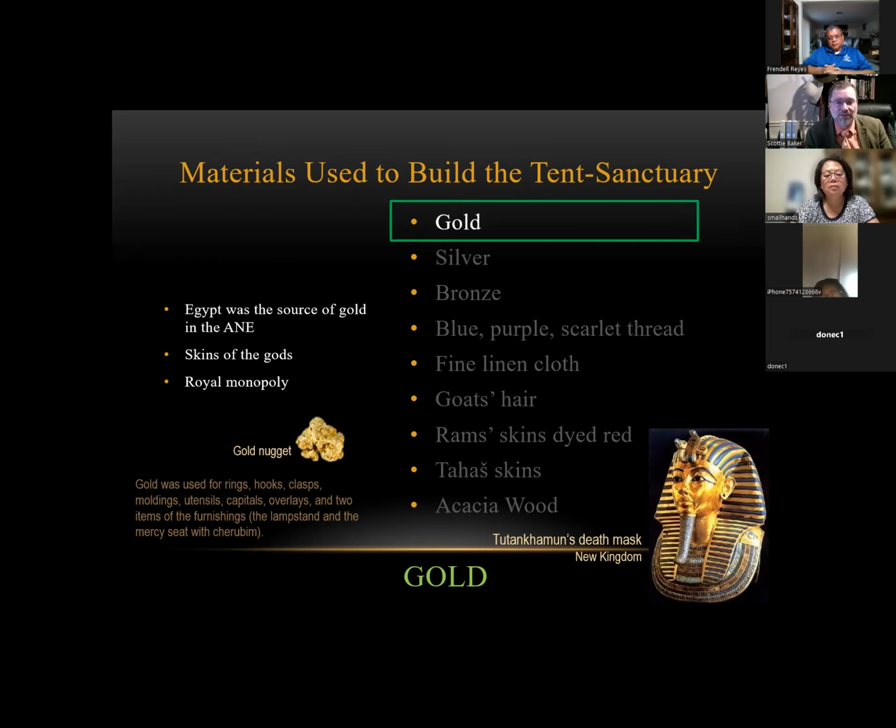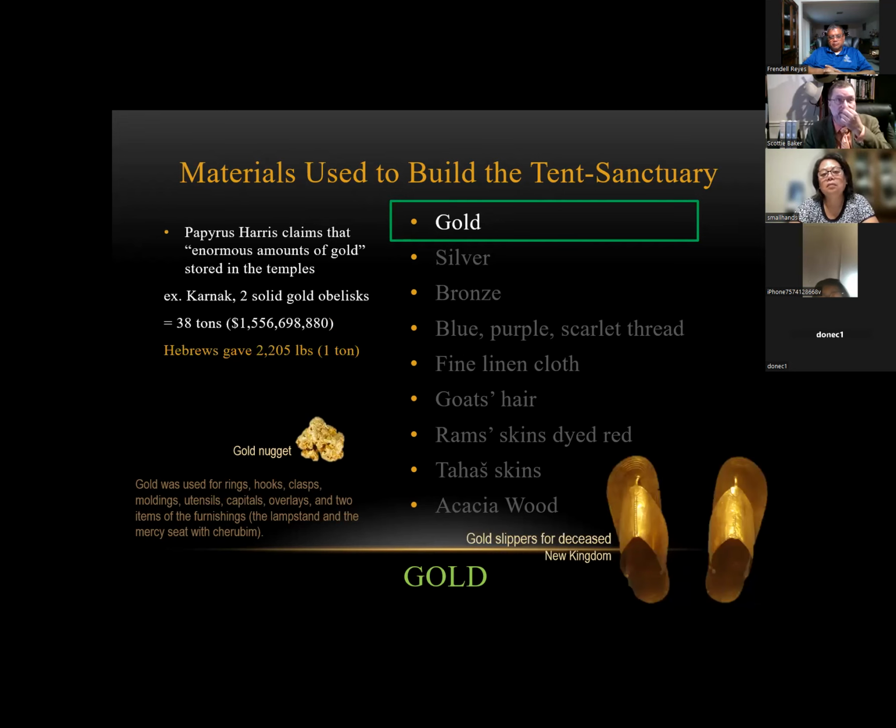Bronze was used exclusively in the visible aspects, also with some silver, I guess, in some of the perimeter parts of it. But bronze and some silver was used in the courtyard of the sanctuary. Gold itself in Egypt was used for many different things. Sometimes we think, well, how could they have given that much gold? They gave almost a ton of gold for the building of the sanctuary. But I just want you to understand that there's enormous amounts of gold.